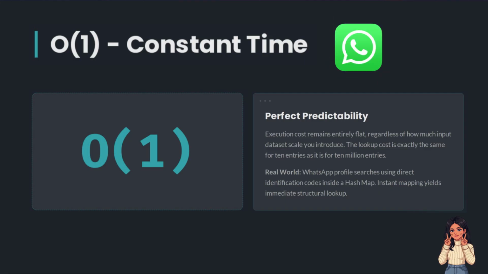When you open a group chat and click on a member's profile, the app doesn't scan through its entire global user database to find their profile picture. Instead, it looks up the user via a unique ID using a data structure called a hash map. Because it maps a direct connection between the ID and the data, the lookup is instant. If you're building features like checking if a user is logged in, retrieving a balance in a banking app, or grabbing an item out of the cache, your goal is always O of 1. It is the most predictable, efficient code you can write.